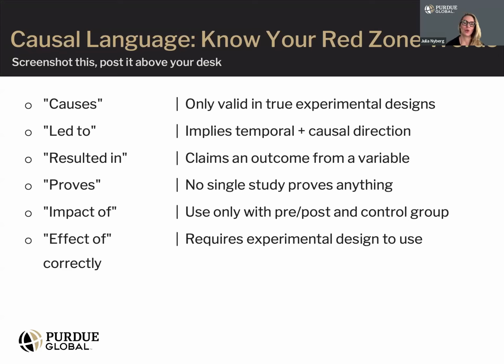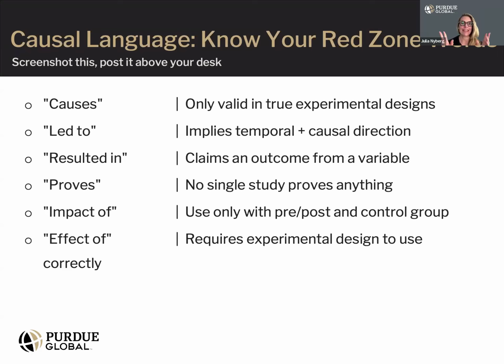Next up, resulted in. Same problem. It claims an outcome from a variable. Replace it with was associated with or co-occurred with. Proves. No study proves anything. Research supports, suggests, implies, or provides evidence for. The word proves is never appropriate.